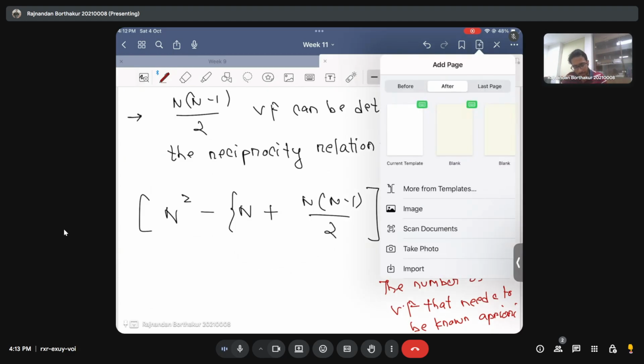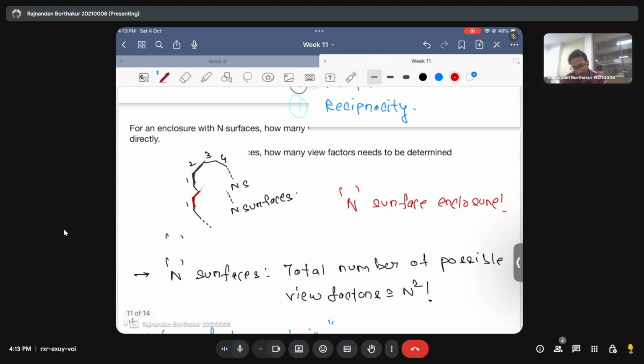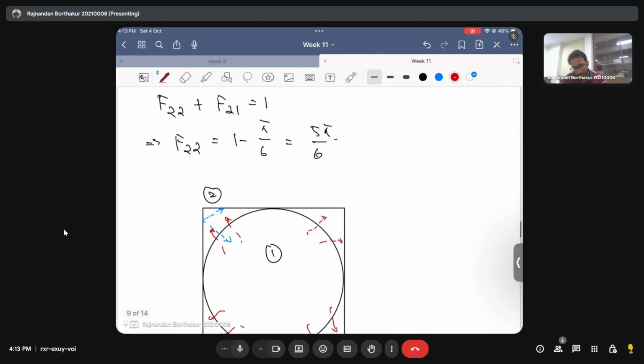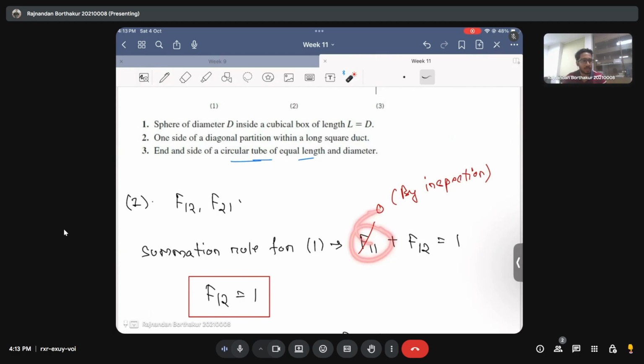You can draw this similar analogy for a two body enclosure. So for instance, if n becomes equal to 2, n into n minus 1 by 2 just comes out to be equal to 1, which means that one view factor you need to precisely know directly, and that's typically what we did when we solved the first example, where I said that f11 is equal to 0 by inspection.